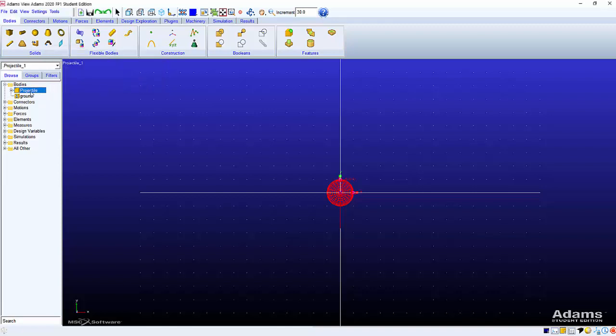Now this is our part, and as you can see here, there is a plus sign. If you expand this plus sign, you will see things that are attached to this part. What are those things? As you can see, the first thing here is called graphics. This graphics entity represents the spheres that we have created here. And then we have CM, which stands for center of mass, and marker 1.